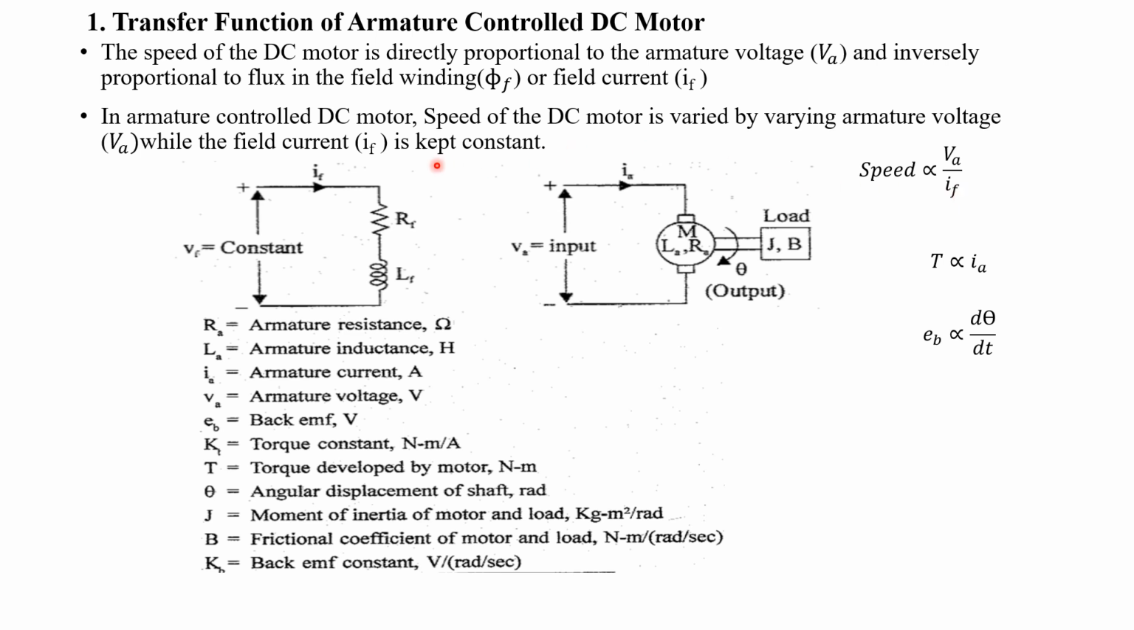So this is the diagram for the armature controlled DC motor. In a DC motor, you will have a field section as well as an armature section.